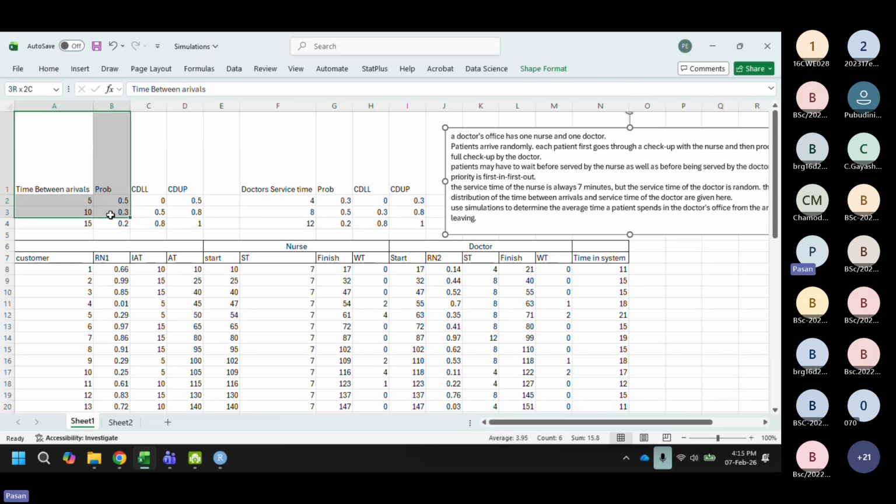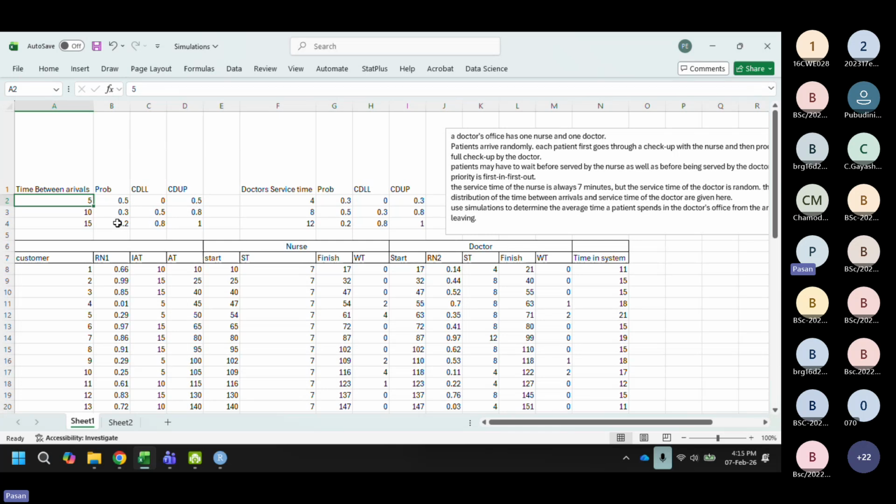So this is the distribution they are providing on that. They are saying that every 5 minutes people will arrive with a probability of 0.5, every 10 minutes with a probability of 0.3, and every 15 minutes with a probability of 0.2. So usually within 5 minutes you will see a new patient. That's 50% of the time.